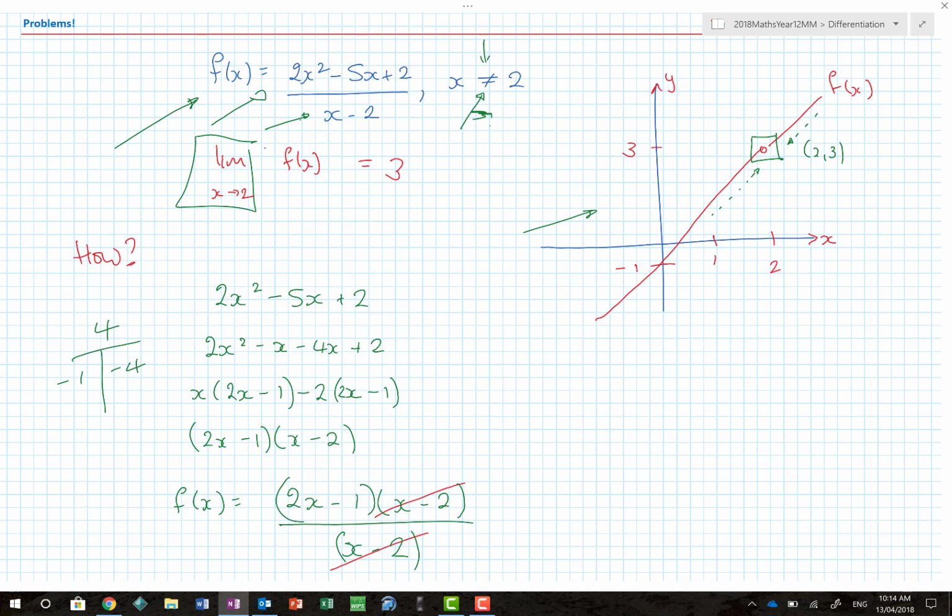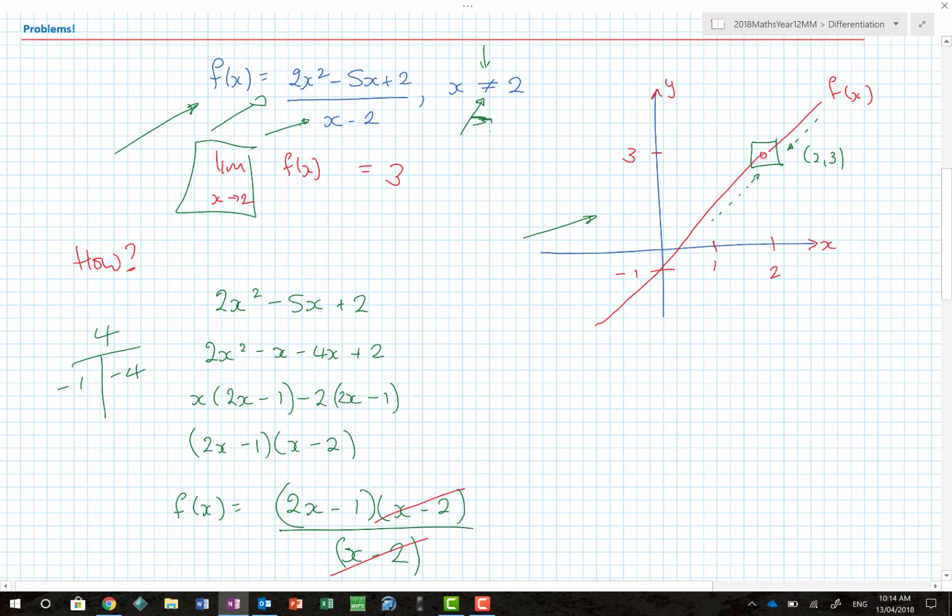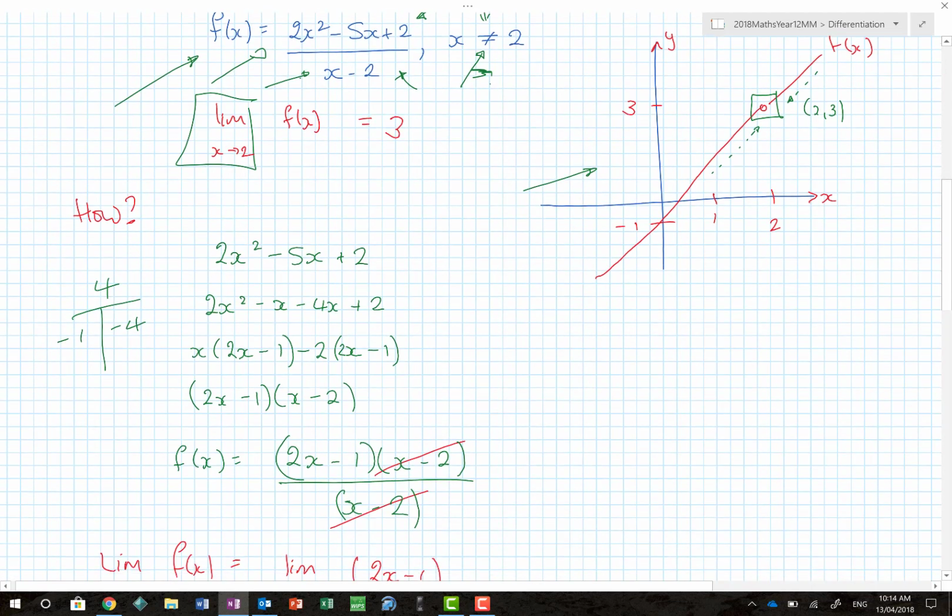How on earth can we do this algebraically? Well, first things first, my advice to you is this. Whenever they give you a quadratic on the top and a linear function on the bottom, it's a trick. It's a huge trick. Factorize out the quadratic.